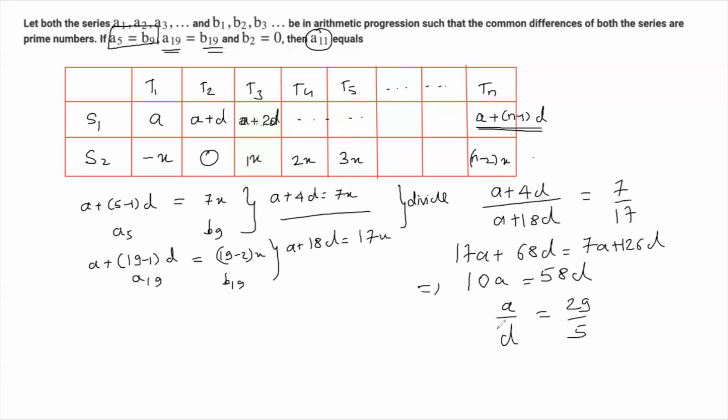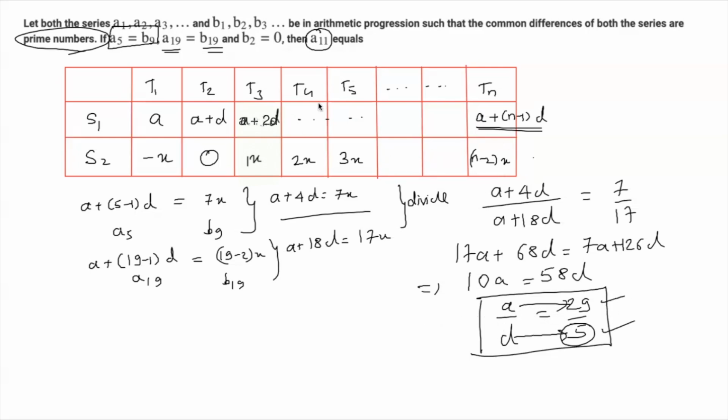Now, this may seem to be a dead end for most of the people who have not read the question properly. In the question, they have given us that the common difference of both the series is a prime number. So the common difference D for the first AP should be a prime number. If A by D is 29 by 5, basically D cannot take any other value except 5, right? So the only possibility is D is 5 and A is 29. That means for the first AP, we have found the first term and the common difference.